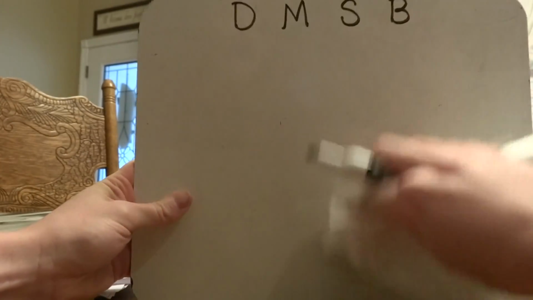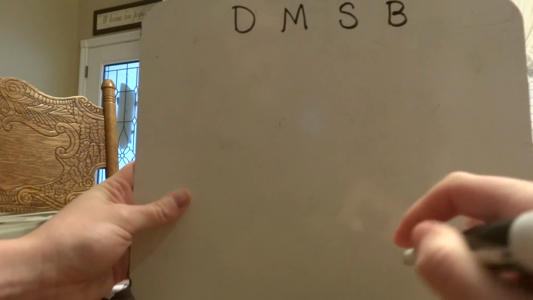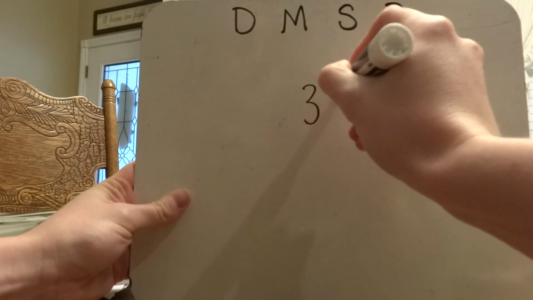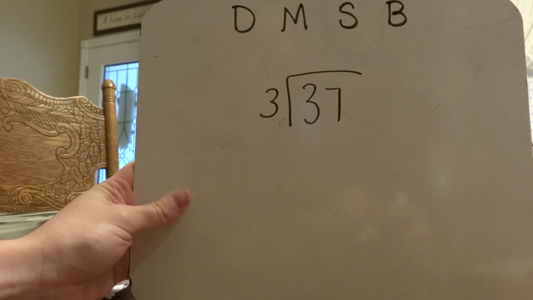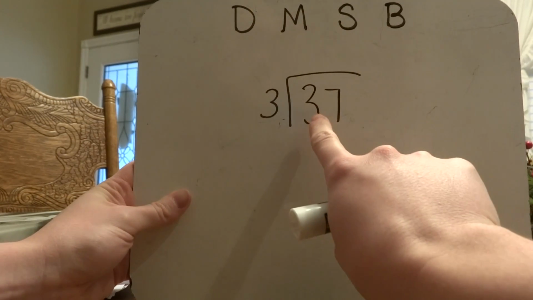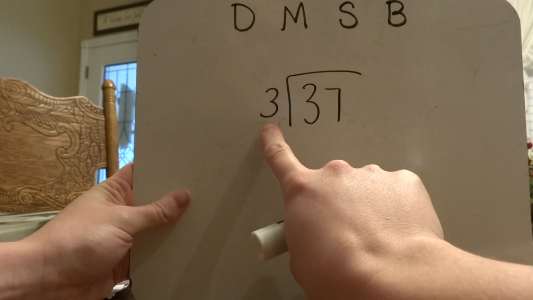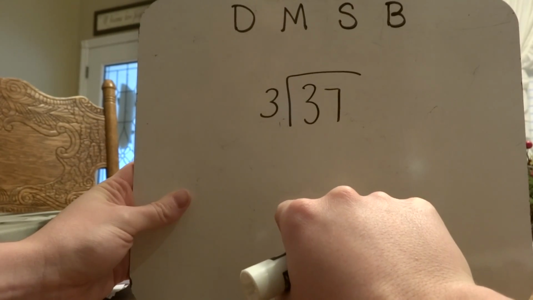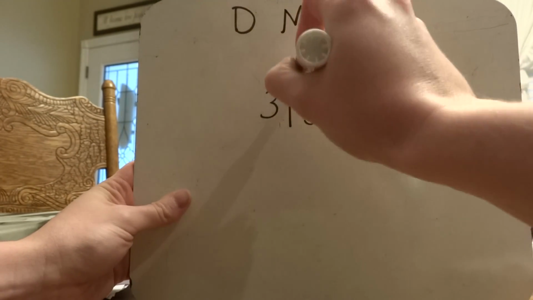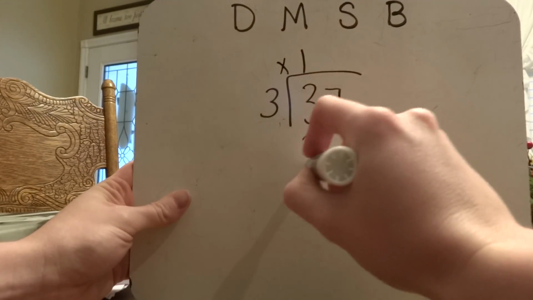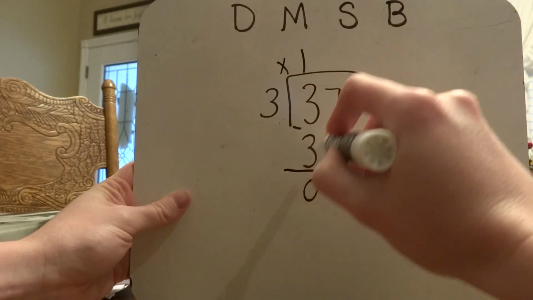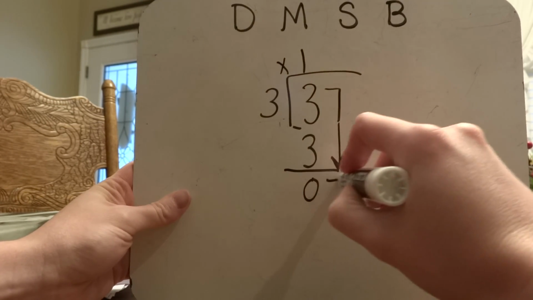We do it the exact same way. Let's do 37 divided by 3. Okay, first we ask ourselves if we can divide our ones. 3 divided by 3. How many groups of 3 can I get out of 3? It would be 1. Now let's multiply. 3 times 1 is 3. Subtract, and then we have to bring it down.